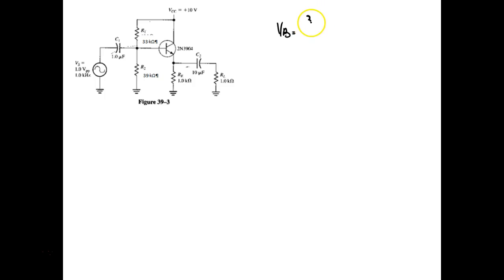So VB would be equal to 39K over 72K. The Ks cancel each other out, so it'd be 39 divided by 72 times 10. That's what's nice about the voltage divider formula: you're only dealing with two resistors. Most of the time you can do it in your head, you don't have to pick up a calculator. So what do we got for VB? 5.4 volts. And then we're through with that.